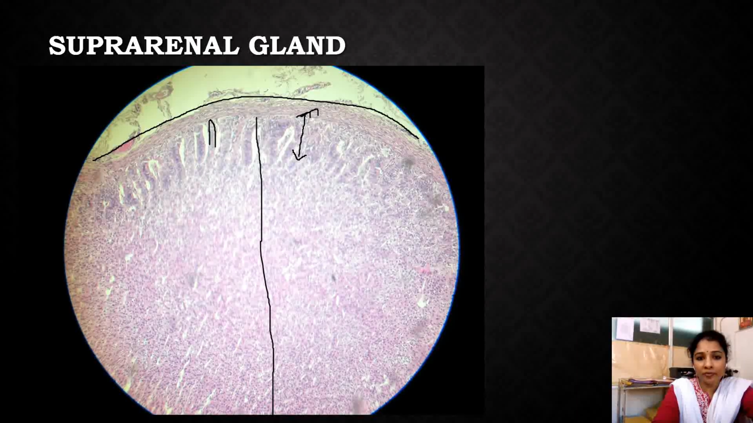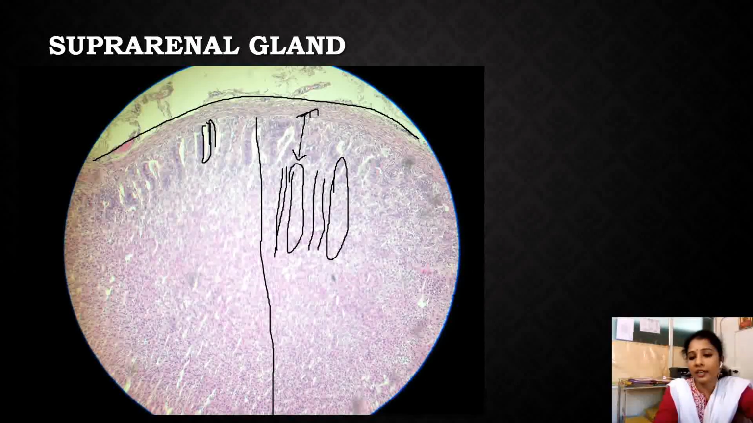And between them we can see the gaps which are called sinusoids. Below the zona glomerulosa, the next layer is the zona fasciculata. In the fasciculata, the cells are arranged in the form of columns. There are two columns, and in between the columns we will find a sinusoid. Again the cells are present in two columns, and again there are sinusoids. So these are present in the form of columns, which is the identification feature for zona fasciculata.